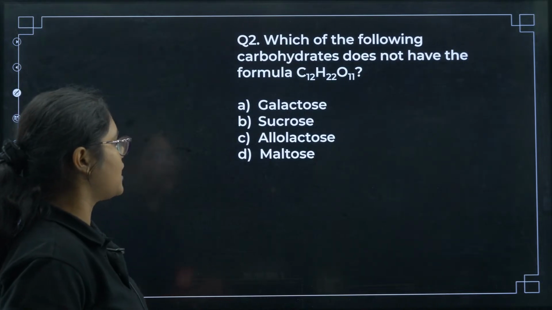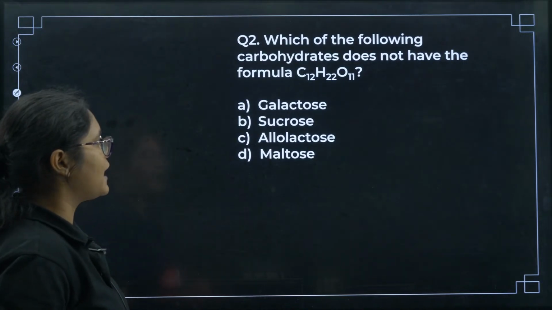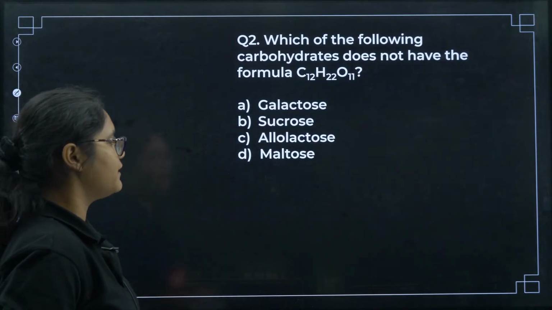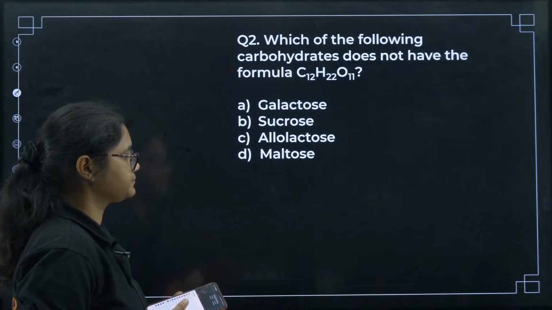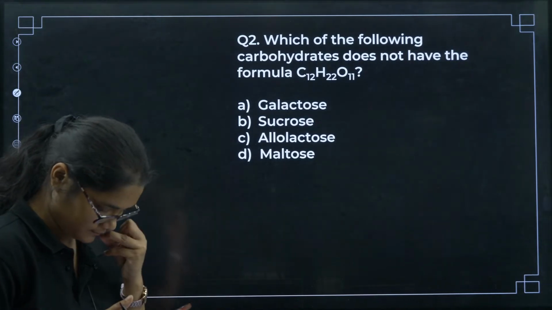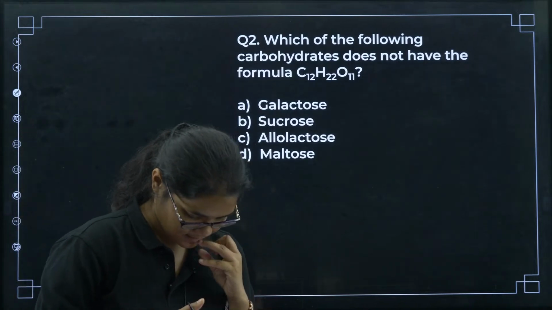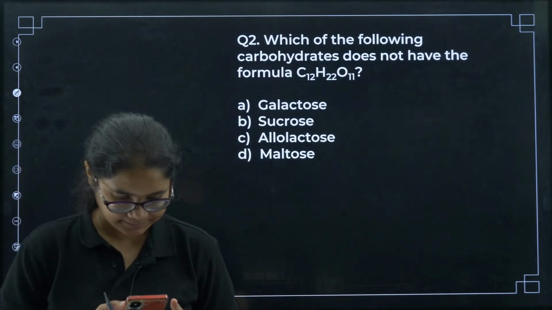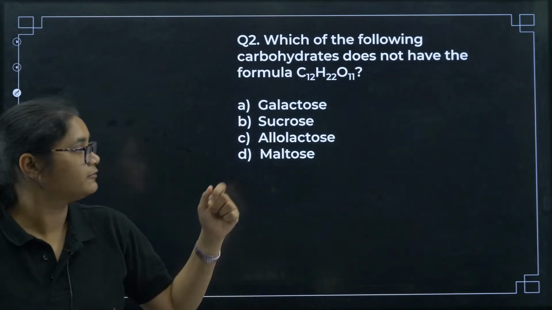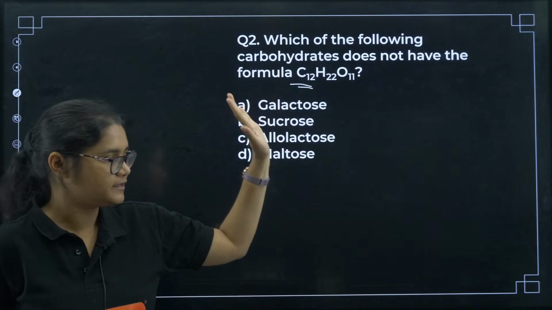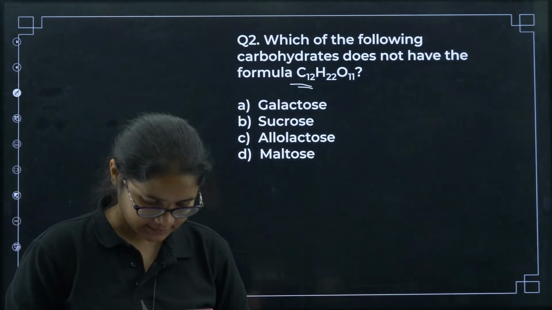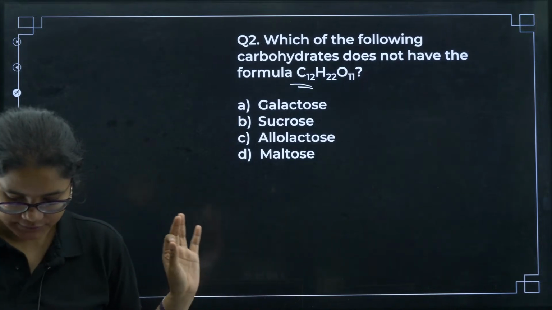Yes, second last question. Which of the following carbohydrates does not have the formula of C12H22O11? Very, very simple question this one. Very easy question actually. You know this monomer unit, right? You have to have 12 carbons, which is not having 12 carbons in this. Very easy one. Although you do not know the structures, you can still guess it.